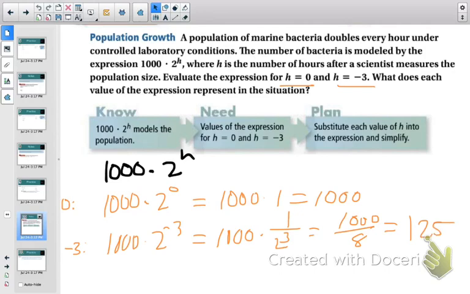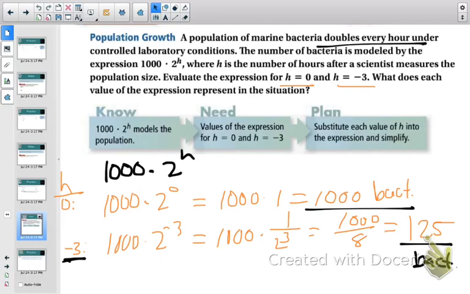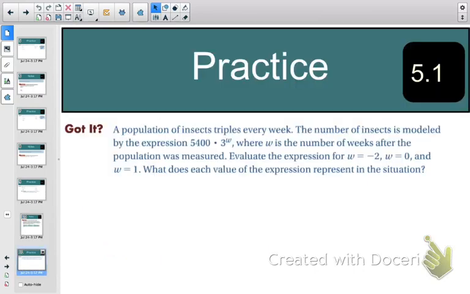Okay, and then what does that represent in the situation? Because this was h here. So, after 0 hours, there was 1,000 bacteria. That's what that's saying. So basically, you start with 1,000, and then after negative 3 hours, so that means 3 hours ago, if we're going backwards in time, there was 125 bacteria. So that means it's just growing every hour, and that's basically what it said. It doubles every hour. So 3 hours ago there's 125 bacteria. Right now, at time 0, there's 1,000. So, yeah. All right.